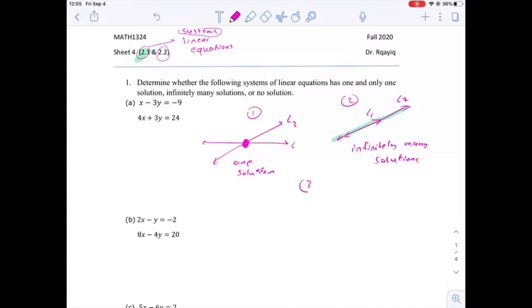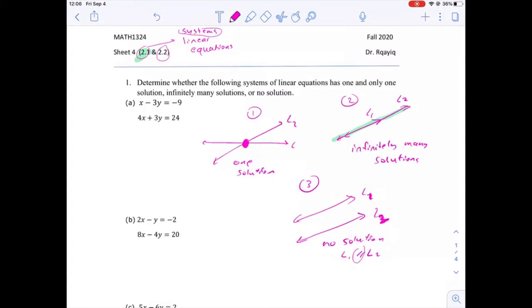And the third case is when the two lines cannot meet at any point. So they cannot meet, meaning that there is no solution, because the lines are parallel to each other, and we usually use this notation to mean parallel to each other. Okay, so these are the three cases.